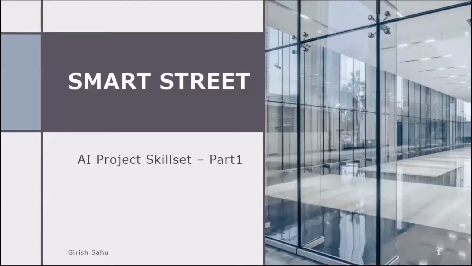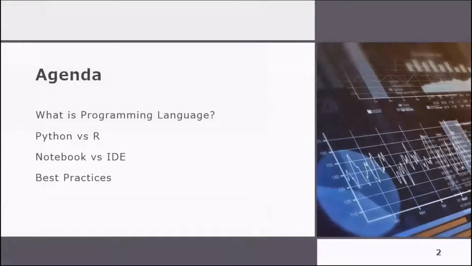So let's get started. This is part 1 of AI project skill set. Let's look at the agenda. We will talk about what is programming language, and then look at Python versus R and notebook versus IDE, and then best practices.